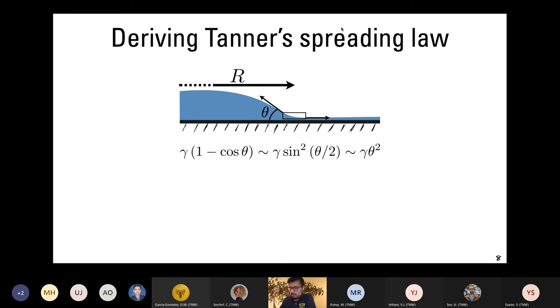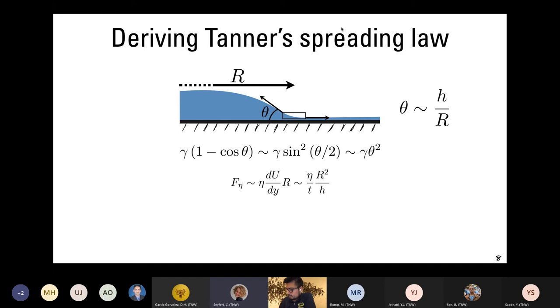And then I can just use some trigonometry and get gamma theta squared. And we need to balance this force with the net viscous force, which is nothing but eta times the velocity gradient times some length scale, which is this R of the drop. Of course, this theta, now imagine that we are talking about much further away in time, so that the drop is really flat. So it doesn't look like this, but it's so flat that I can essentially write this theta as H over R, where H is the height of this droplet. So I'm really talking about really tiny, really shallow droplets, so as to say.